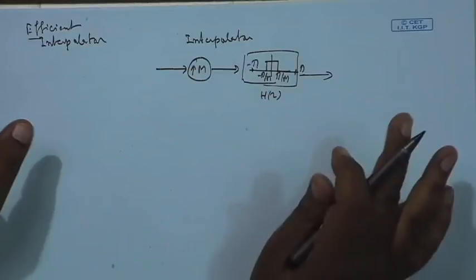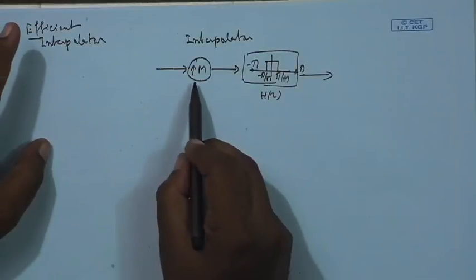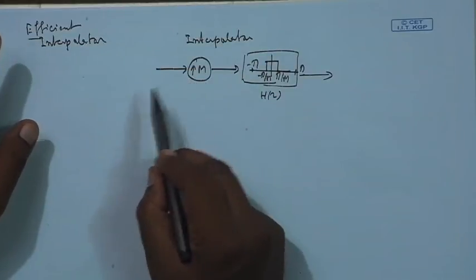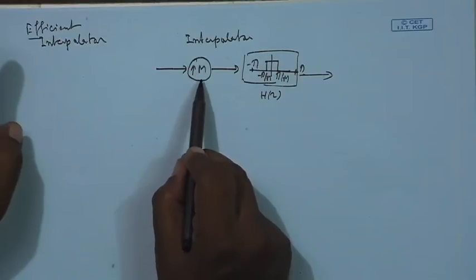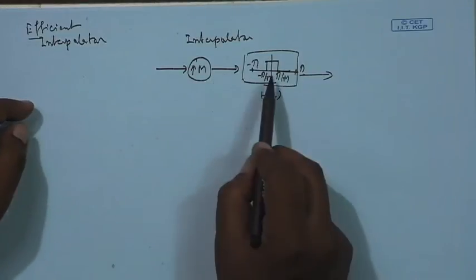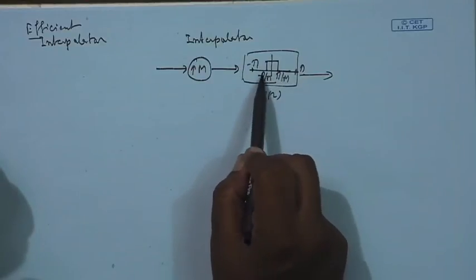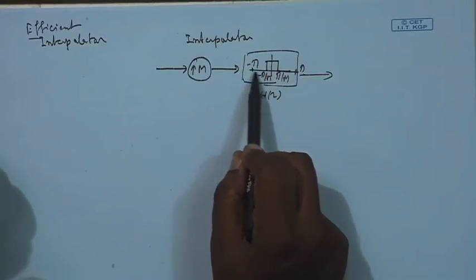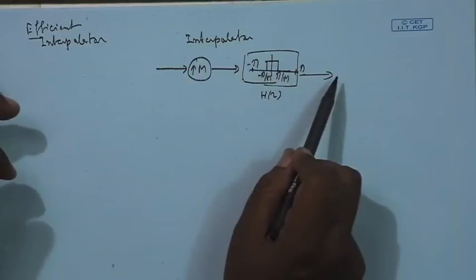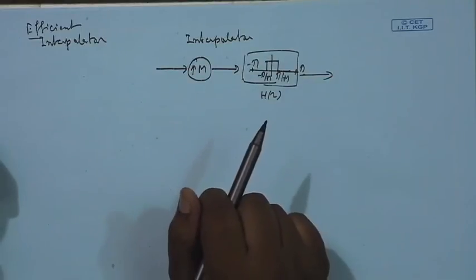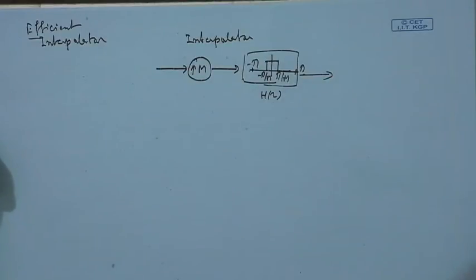We discussed this at length. In the interpolator, first we expand: between every two samples, we put in m minus 1 zeros. Then we pass it through a filter of this kind, an ideal low pass filter if possible, from minus pi by m to pi by m, that is the pass band, and otherwise 0. If you pass it through this, the output will be the interpolated sequence. So, suppose this transfer function is H(z).